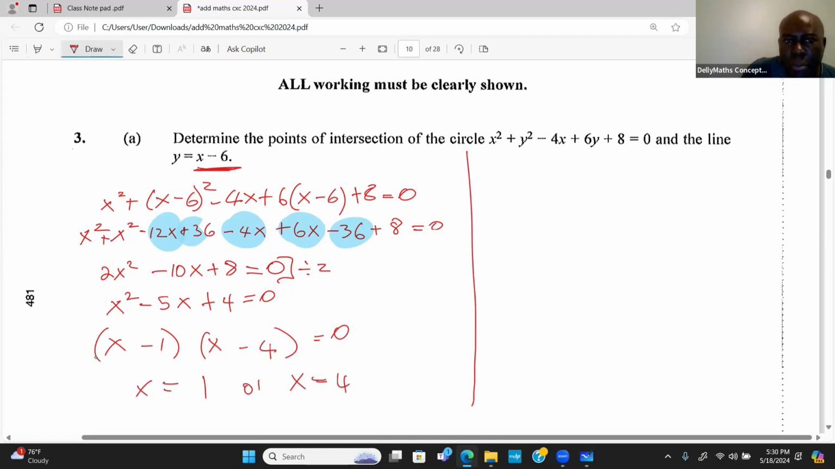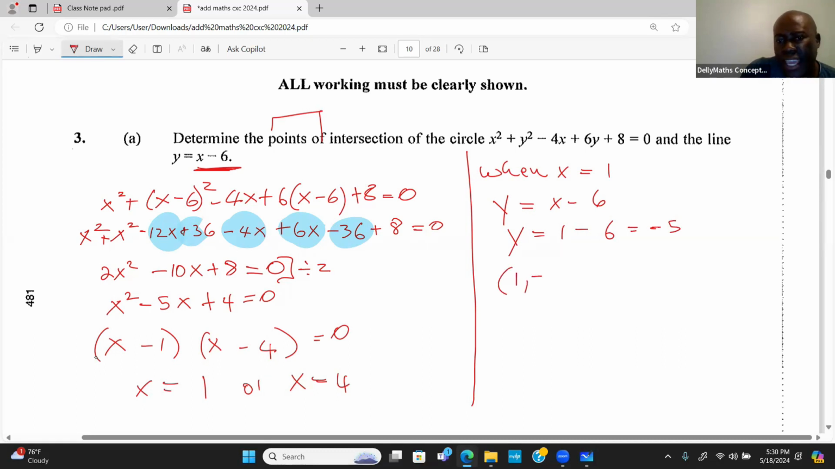Now, remember, I'm determining the points of intersection. So I'm going to need 2 coordinates. So I could say when x is equal to 1, remember, y is equal to x minus 6. In other words, y is equal to 1 minus 6, and this gives -5. One of my points of intersection would have been 1 with a -5.